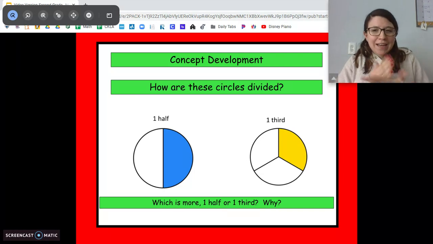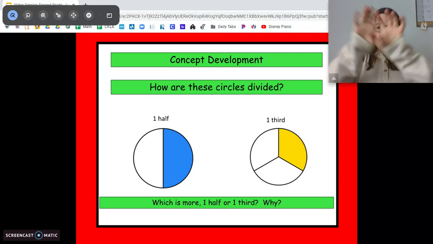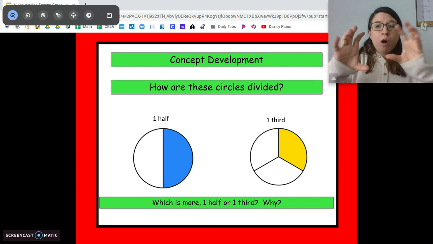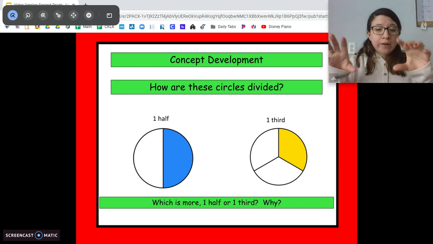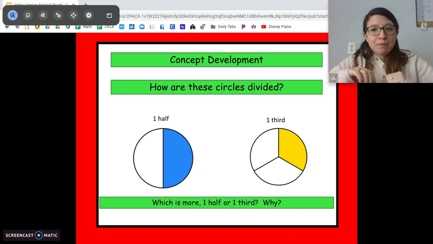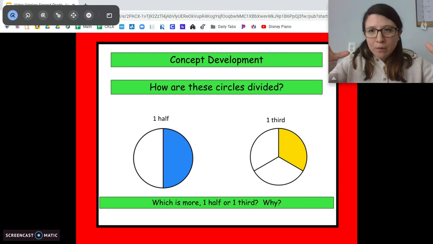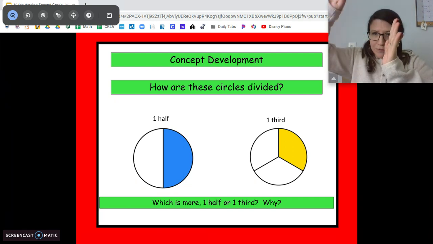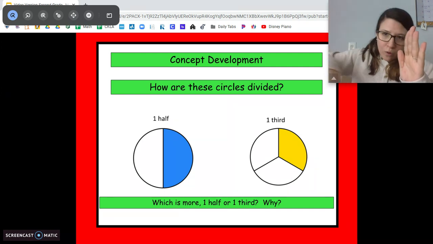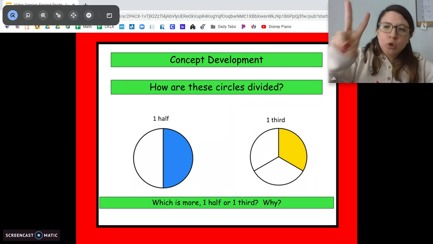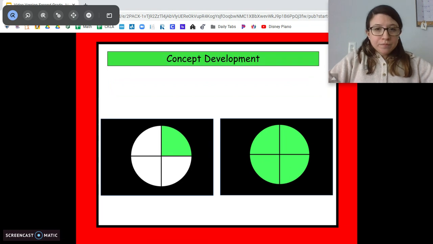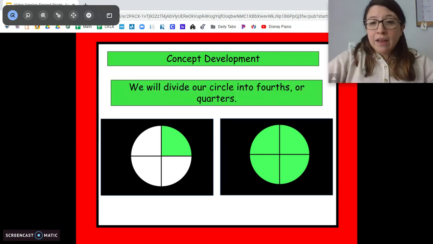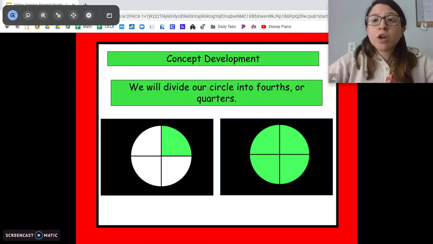Yes. So when we're dividing something into halves, we're only partitioning it into 2 parts. So those 2 parts are going to be bigger than if we divide it up into 3 parts. Think about a pizza. Would you rather have a whole half of a pizza or a little slice of a pizza? A whole half, because it's cut only into 2 parts, so you get way more.